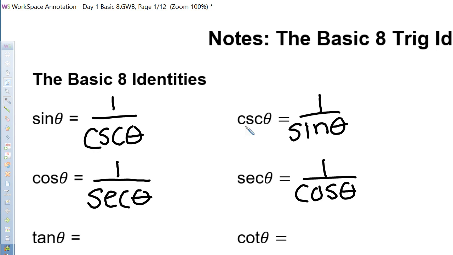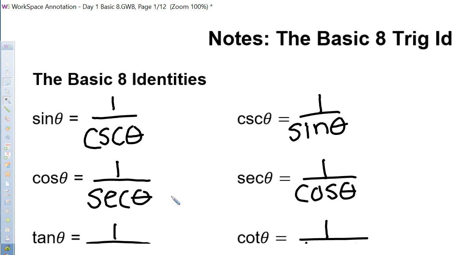And tangent. What is the reciprocal for tangent? Using the same pattern I've been doing here. 1 over cotangent of theta. And instead of cotangent of theta, this would be 1 over tangent of theta. So there's 6 out of the 8. And here makes up 7 and 8.